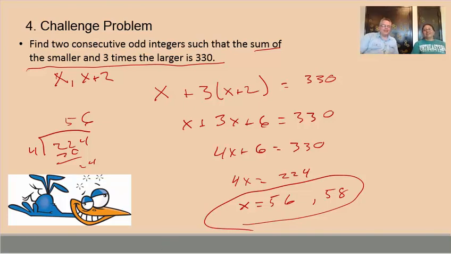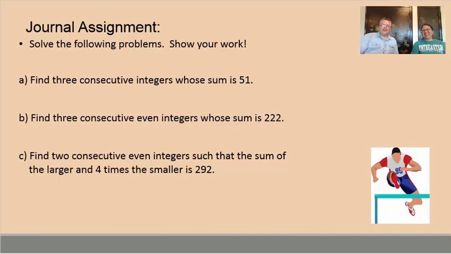Guess whose turn it is? Journal time. It's your guys' turn. So just have 3 problems here. This one's consecutive integers. This is consecutive even integers, so be a little bit careful about the wording. And then the last one's kind of like the challenge problem. I think they'll be fine. We'll see it in your journals.